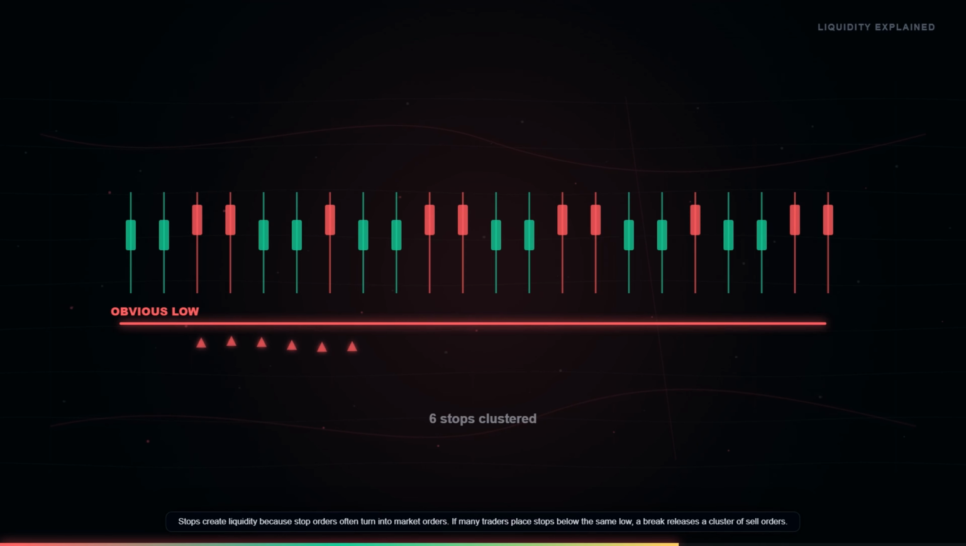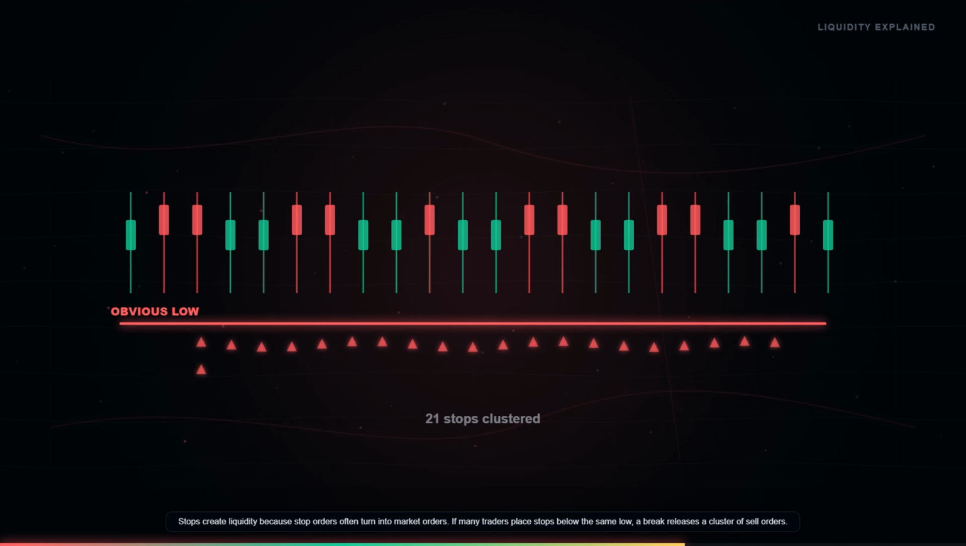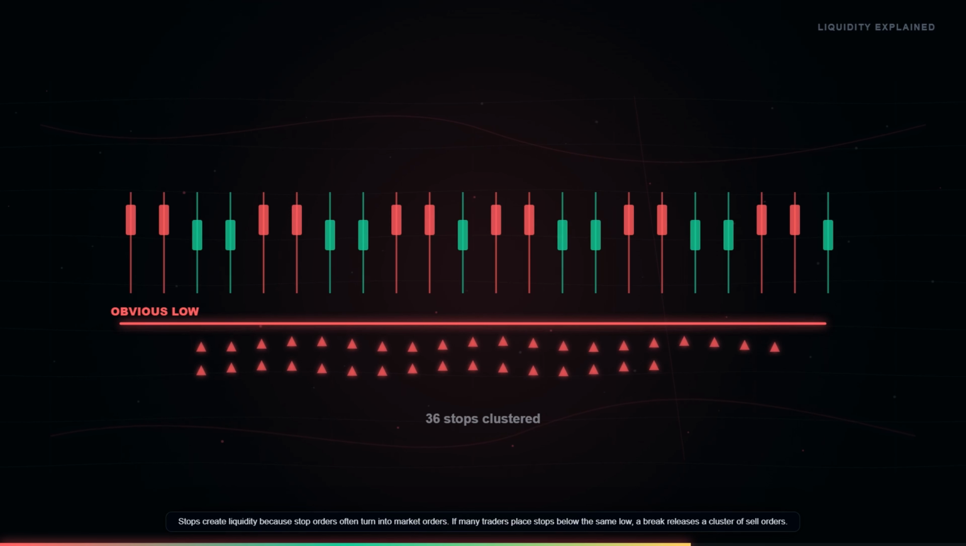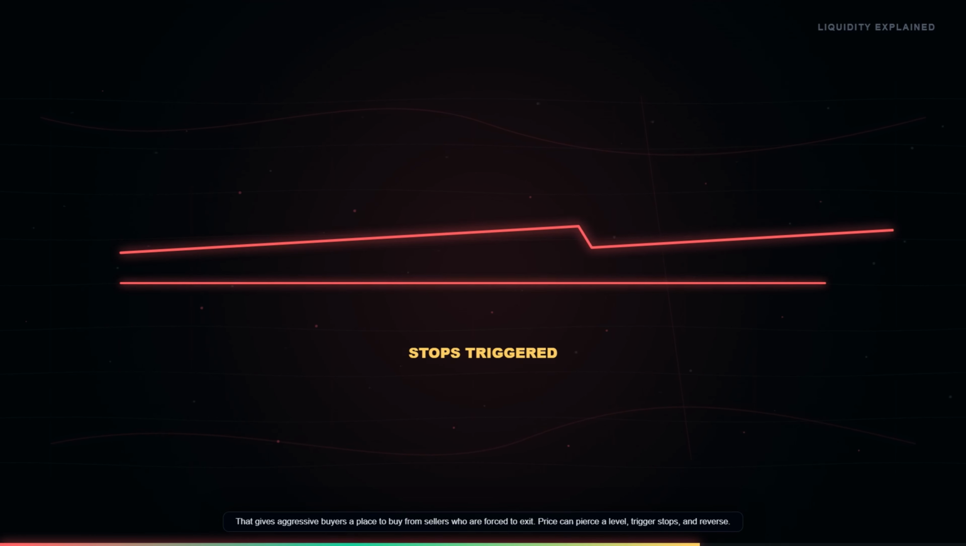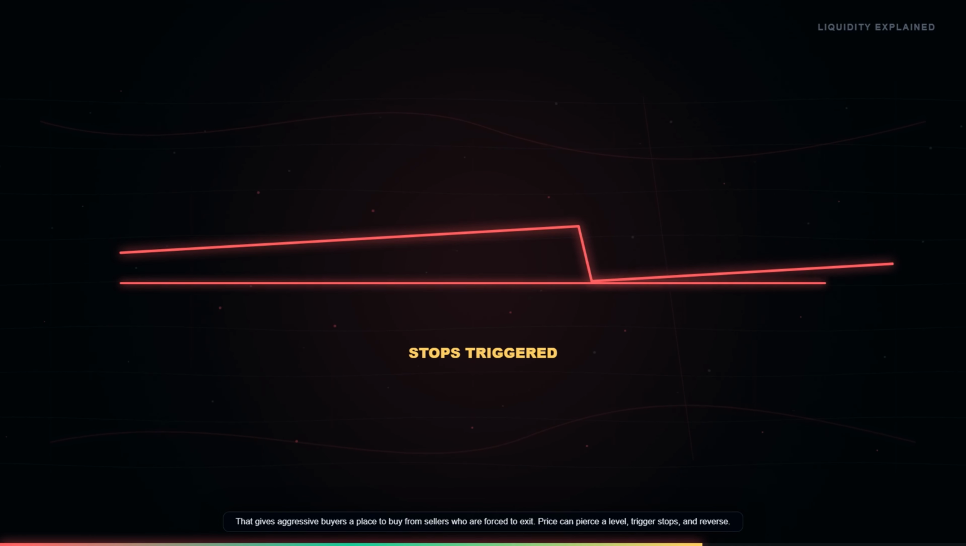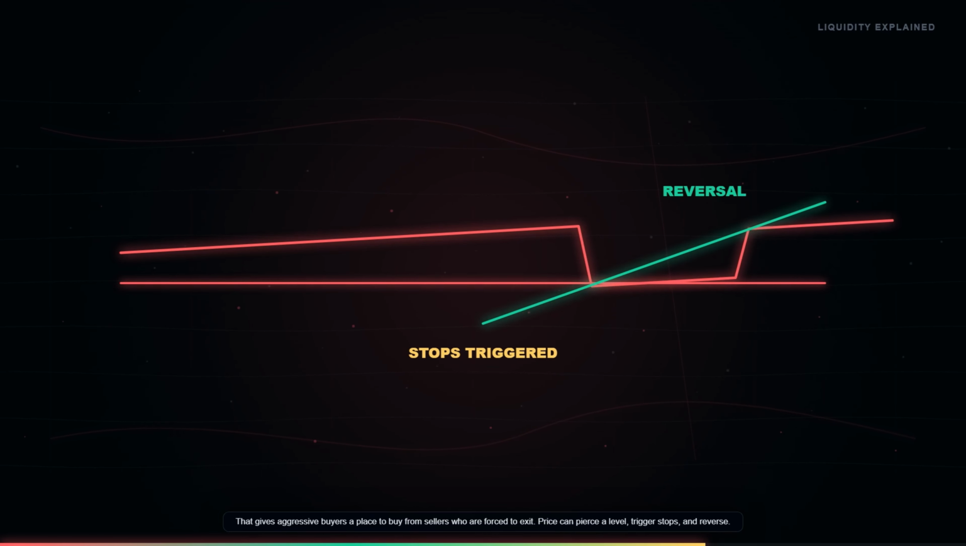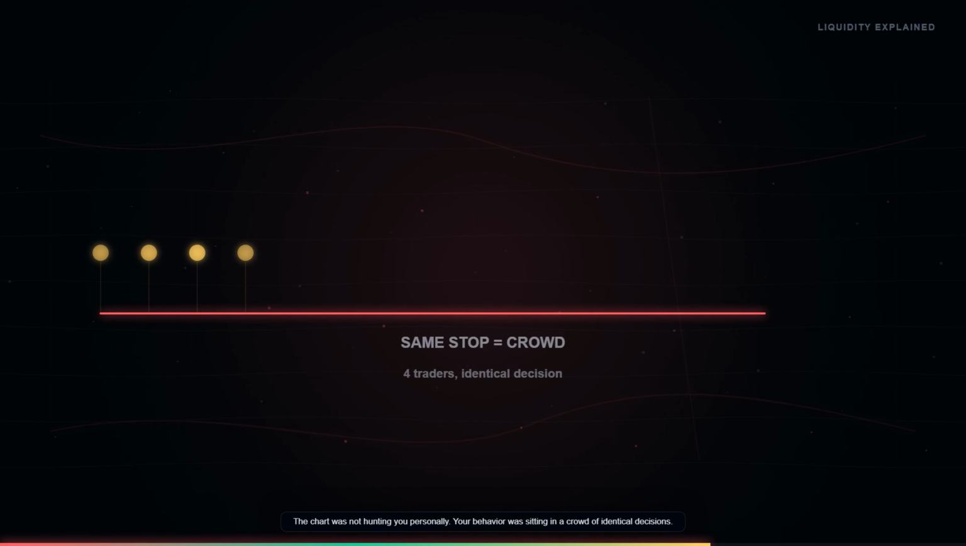Stops create liquidity because stop orders often turn into market orders. If many traders place stops below the same low, a break releases a cluster of sell orders. That gives aggressive buyers a place to buy from sellers, who are forced to exit. Price can pierce a level, trigger stops, and reverse. The chart was not hunting you personally. Your behavior was sitting in a crowd of identical decisions.